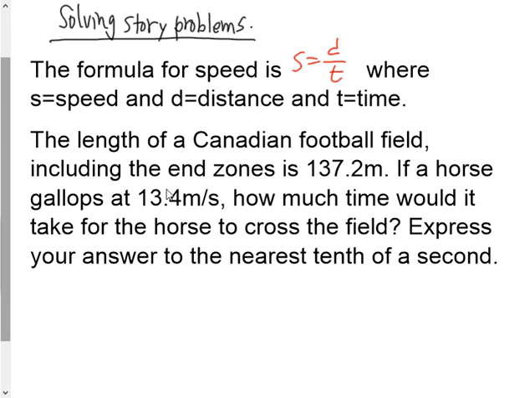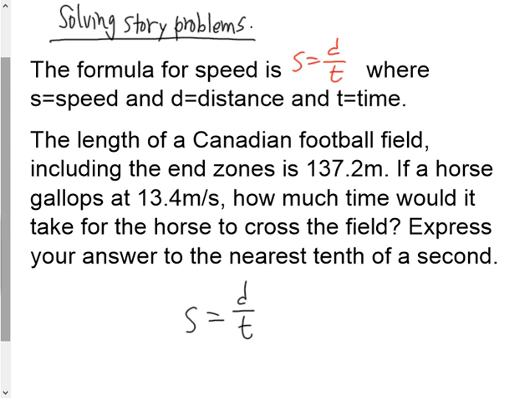The length of a Canadian football field, including the end zones, is 137.2 meters. If a horse gallops at 13.4 meters per second, how much time would it take for the horse to cross the field? Express your answer to the nearest tenth of a second. So really, all you have to do for a lot of these questions is, step one, simply write your formula.